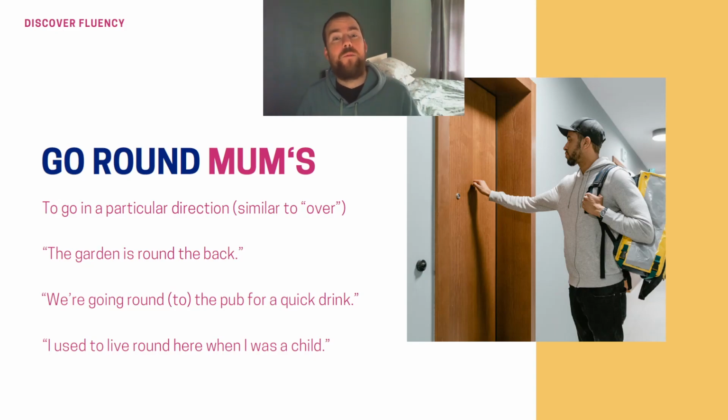Here are some other examples. The garden's round the back. It's just emphasizing that it's in the back direction or the back area of the house. We're going round the pub for a quick drink. In this case, we're just going to the pub, but round is a nice informal way of emphasizing that that's the direction we're going in. Also, you'll notice here I've also shown going round to the pub, exactly the same.